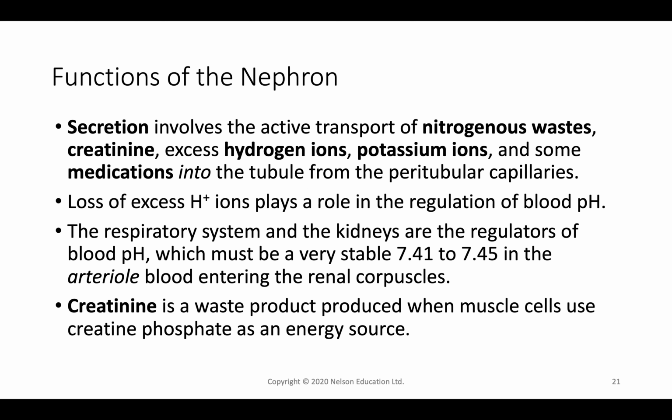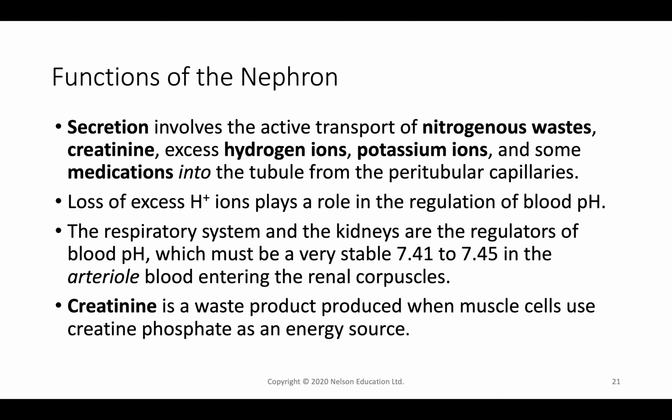So we're going to utilize the excretion of hydrogen ions to help regulate our blood pH, which is in direct correlation with the respiratory system. Remember, the respiratory system is going to be bringing in oxygen and off-gassing carbon dioxide. And if we have too much carbon dioxide in our system, we can end up with acidosis in the blood. So the respiratory system works hand in hand with the kidneys to help regulate the blood pH. We must have a really stable blood pH, approximately 7.4 in the arterial blood.